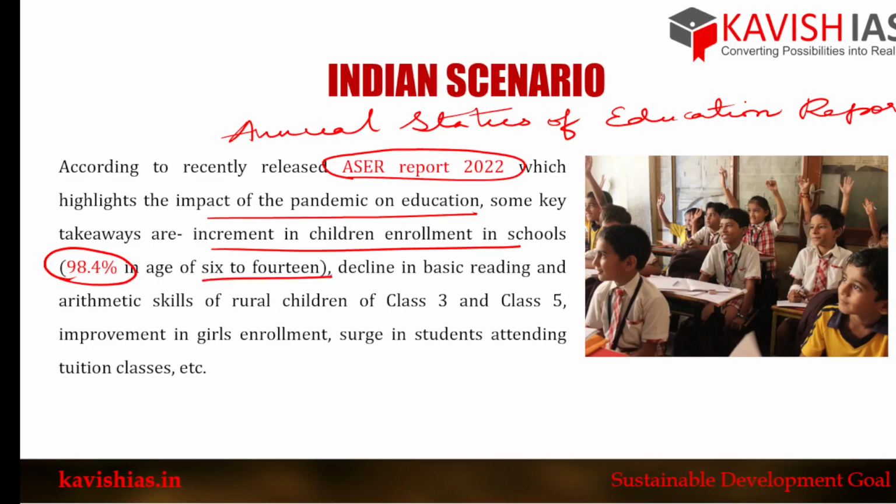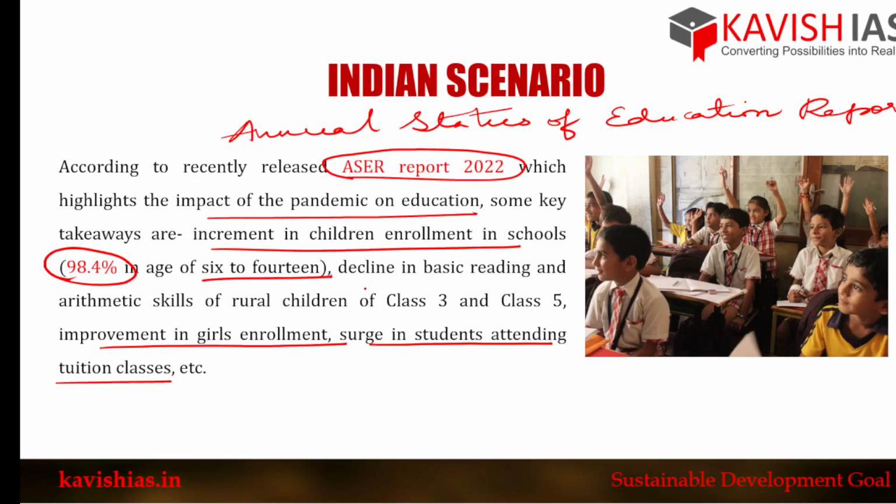But apart from that, there are certain negative developments that we can see. There has been a decline in the basic reading and arithmetic skills of the rural children of standard 3 and 5, and there has been improvement in girls' enrollment, but there has been a surge in students attending tuition classes. That is, a higher percentage of students nowadays attend coaching classes.